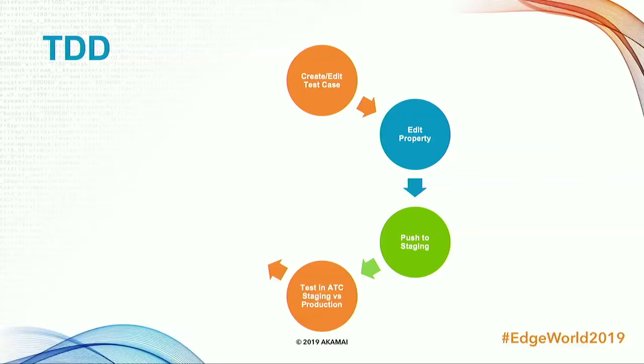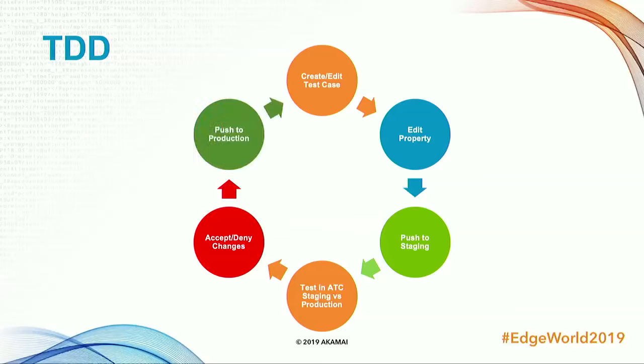Then you run Akamai Test Center. You run the test using the Akamai Test Center API or the Akamai Control Center GUI, and you run it against staging. You see what has changed. And then, if you are satisfied with all the changes, you push your configuration file to production. If you are not satisfied with your changes at this stage, you just deny it, right? And you need to find out why this unwanted change happened.